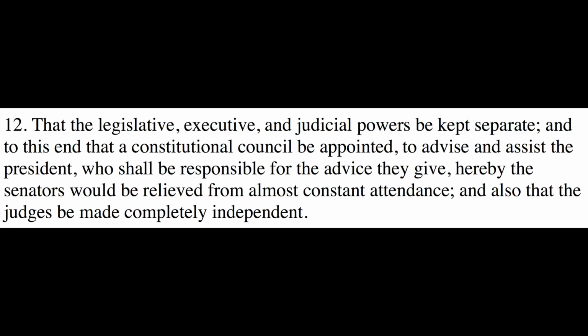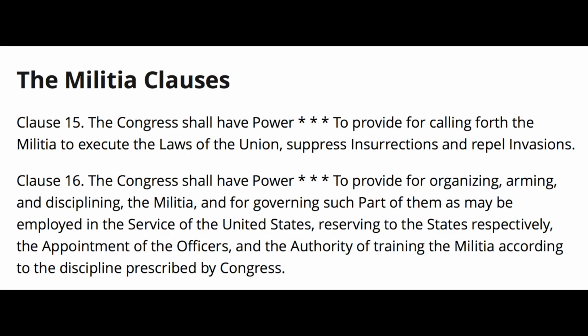Moving on to number 12, that the legislative, executive, and judicial powers be kept separate, and to this end that a constitutional council be appointed to advise and assist the president, who shall be responsible for the advice they give. Hereby, the senators would be relieved from almost constant attendance, and also that the judges be made completely independent. Another very important point. The fact that the judges are presented by the executive actually makes them not independent, because then one party can present the judges of their preference and then have an uneven balance in the courts.